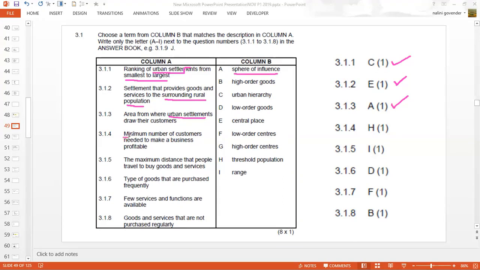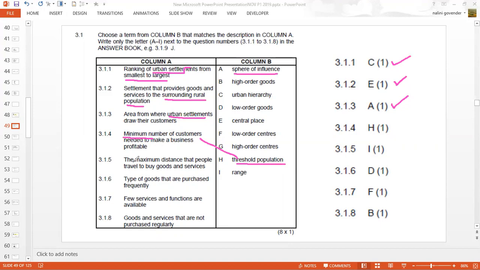3.1.4, minimum number of customers required to make a business profitable. For example, if a tuck shop needs 10 customers to make it viable, then that will be referred to as its threshold population. Of course, if you have more than 10 customers, then business is going to do better. And by the same token, if you have fewer than 10 customers on a regular basis, then this business is going to close down because it's not going to have its minimum number of customers.